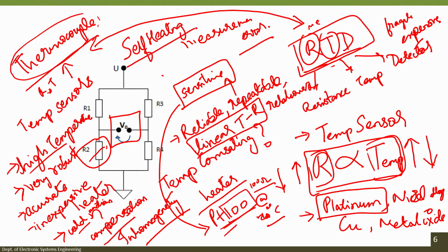So what is self-heating? When current flows through an RTD sensor, it causes the sensor to slightly warm up. And as it flows, the warming up of the sensor creates heat around the medium. So this phenomenon is called self-heating.